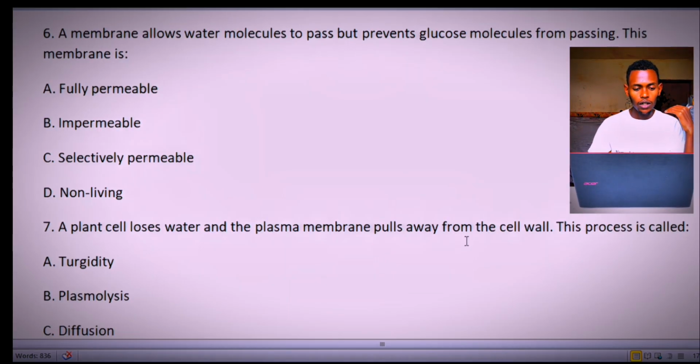A membrane allows water molecules to pass but prevents glucose molecules from passing. Here there is selectivity. This membrane is A. Fully permeable. B. Impermeable. C. Selectively permeable.